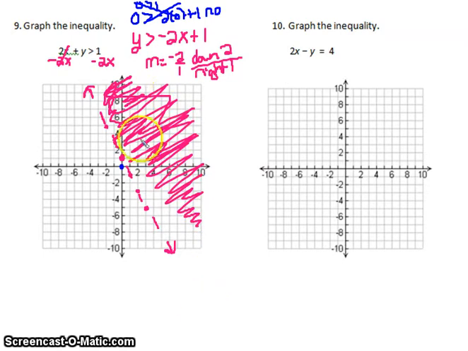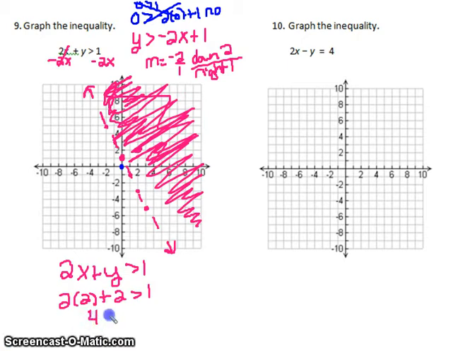I can pick any point at all. See how 2, 2 is on that side? If I go back to my original inequality, it's greater than 1. 2 times 2 plus 2 is greater than 1. Well, what's 2 times 2? That's 4. Plus 2 is greater than 1, so 6 is greater than 1. Any point over here is going to be a solution to this linear inequality.